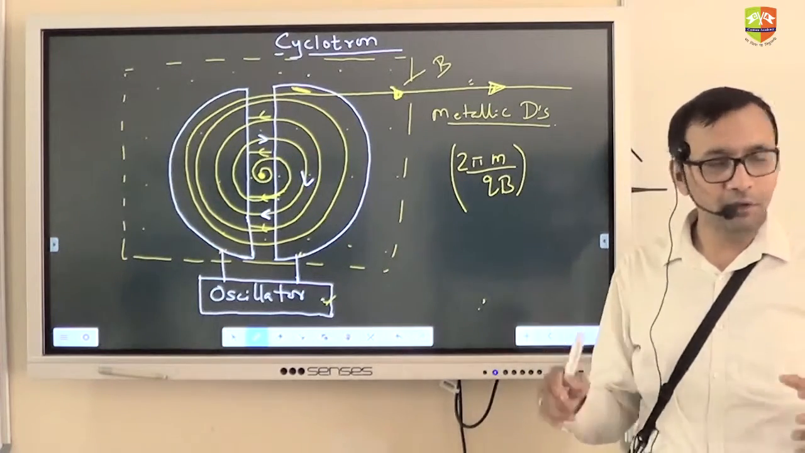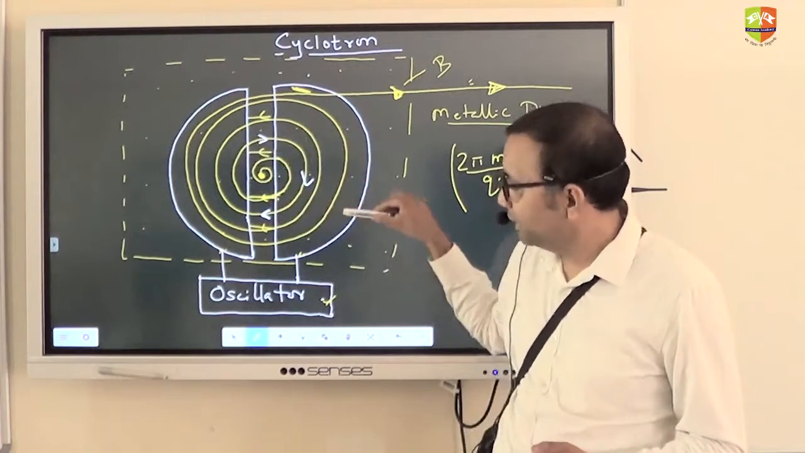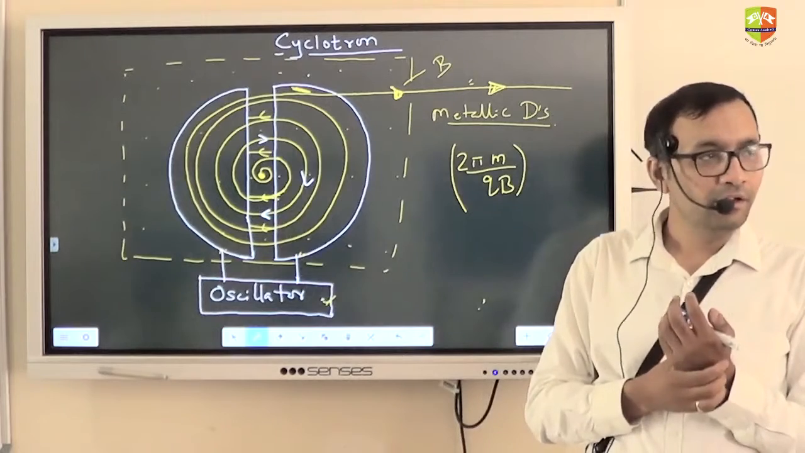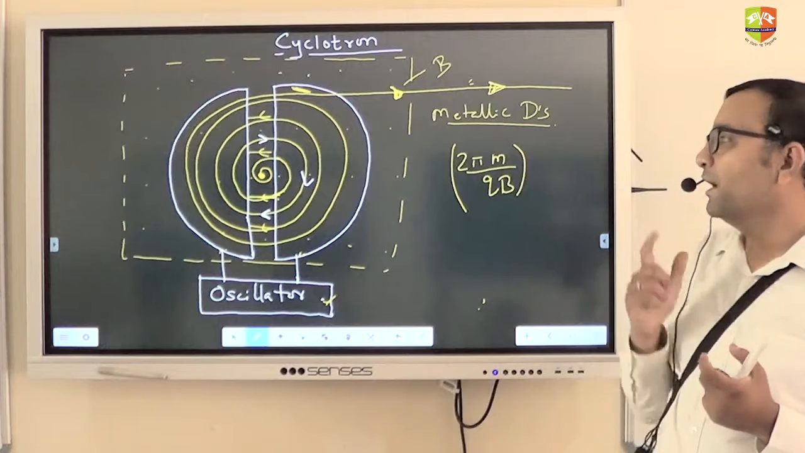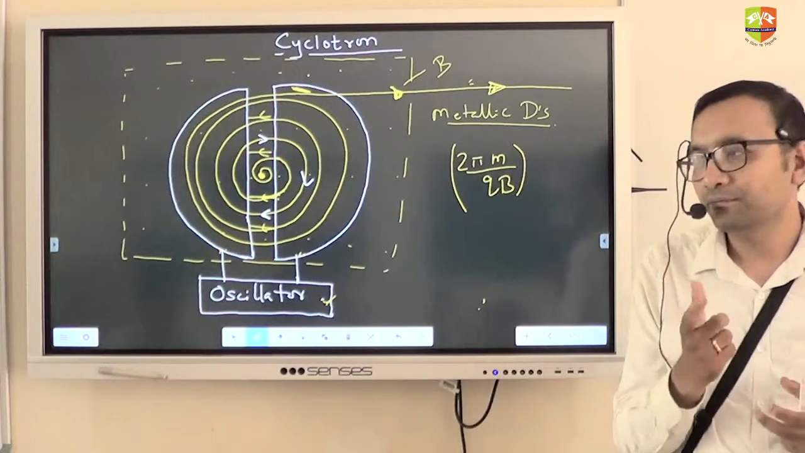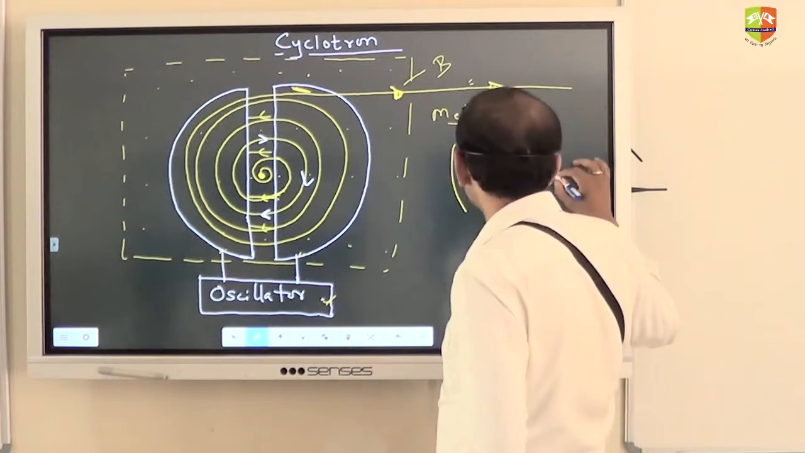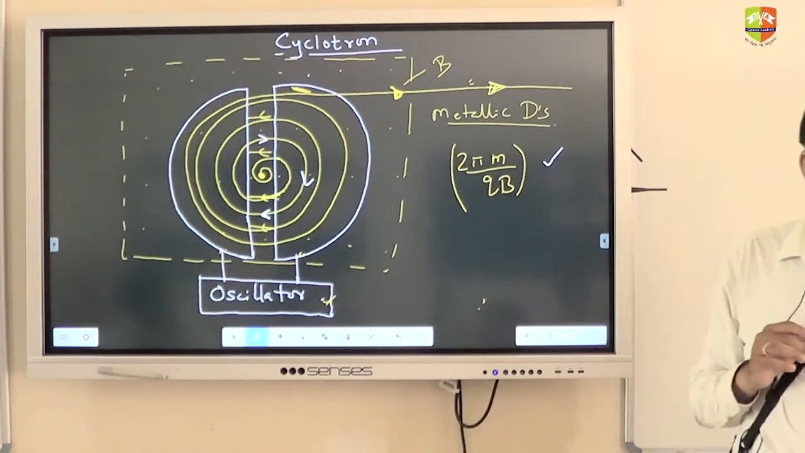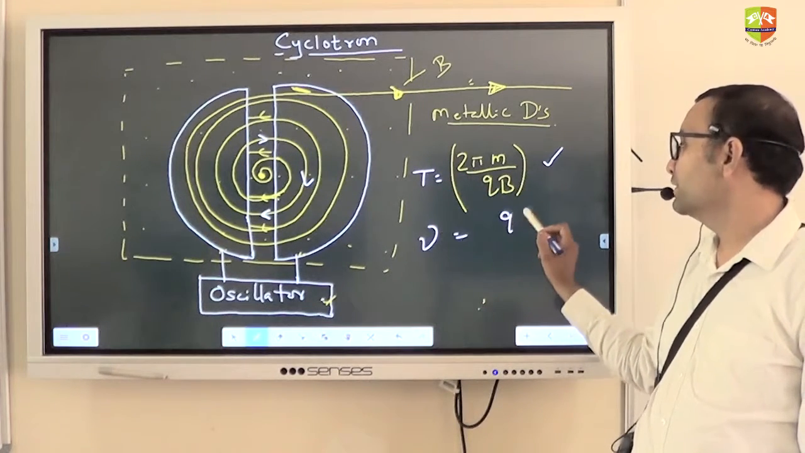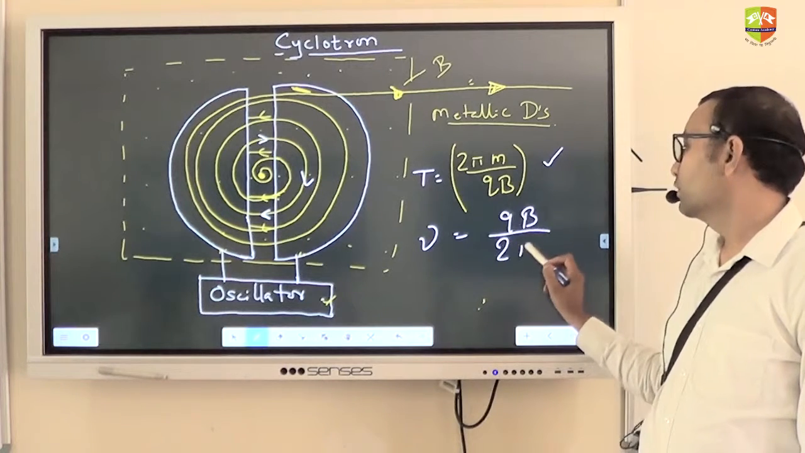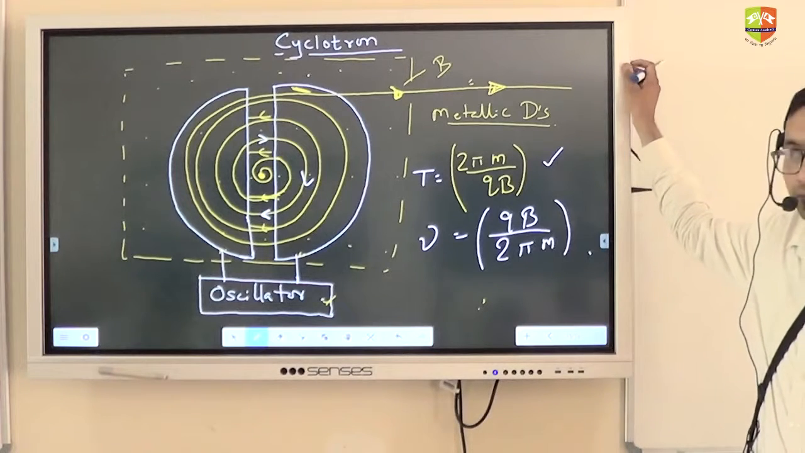But if you want to kick it from both sides, you will have to have an electric field like this, and when it comes out, an electric field like that. Okay? Right? So you can see that in one complete revolution, one time switching should happen. So the switching frequency should be the same as the frequency of revolution. This is the time period. So frequency will be what? 1 by time period, which is qB by 2 pi m. This should be the switching frequency of the oscillator. Understood?